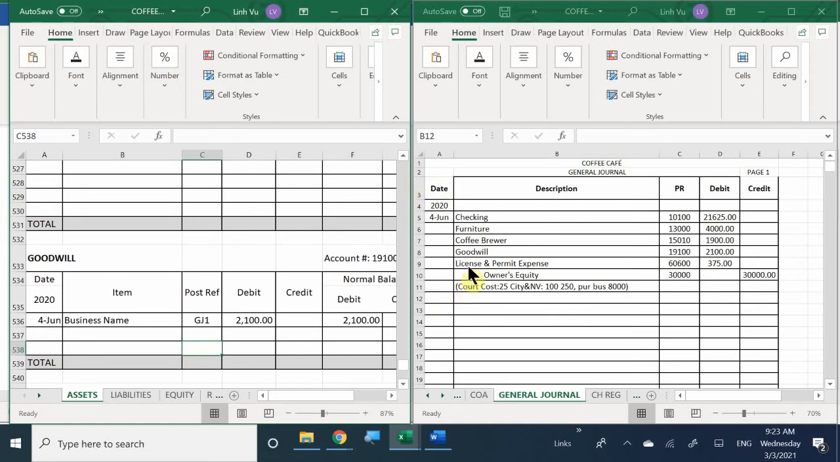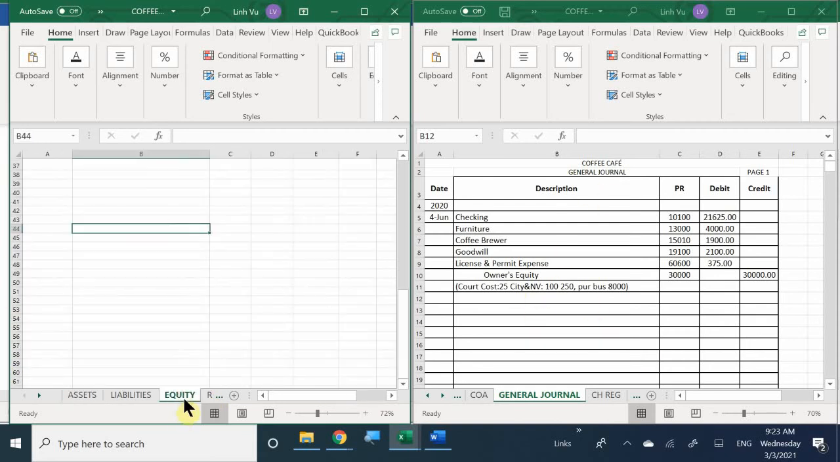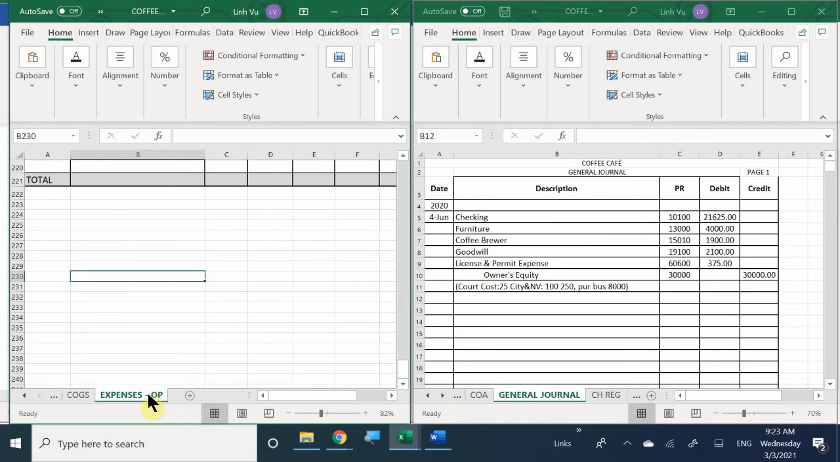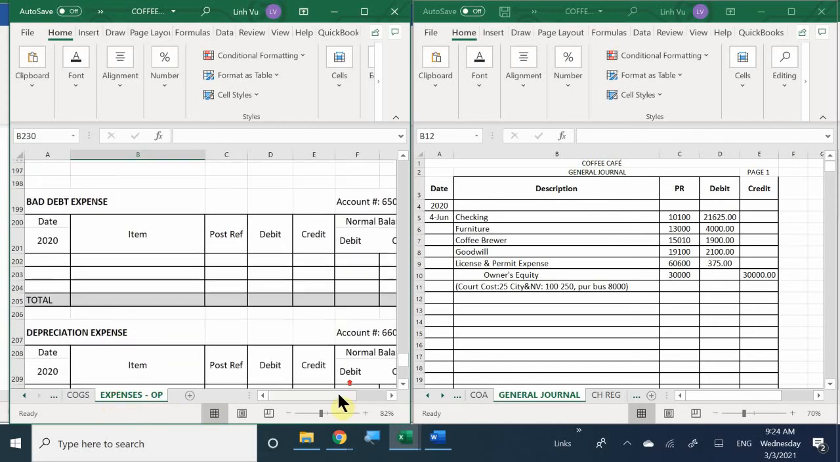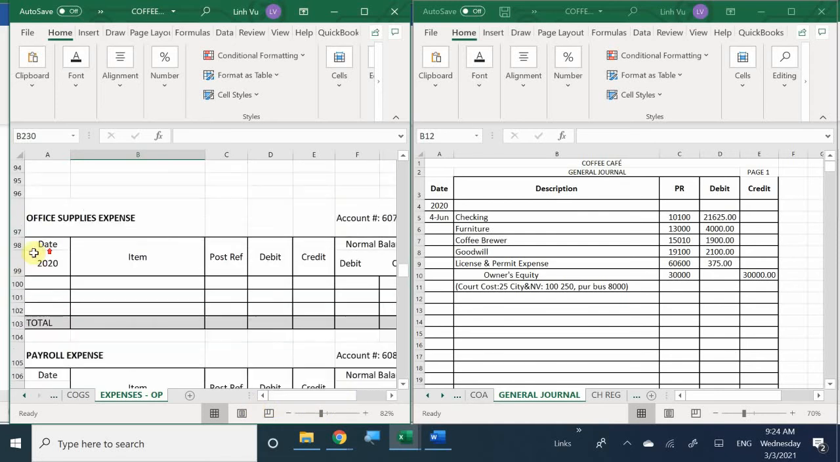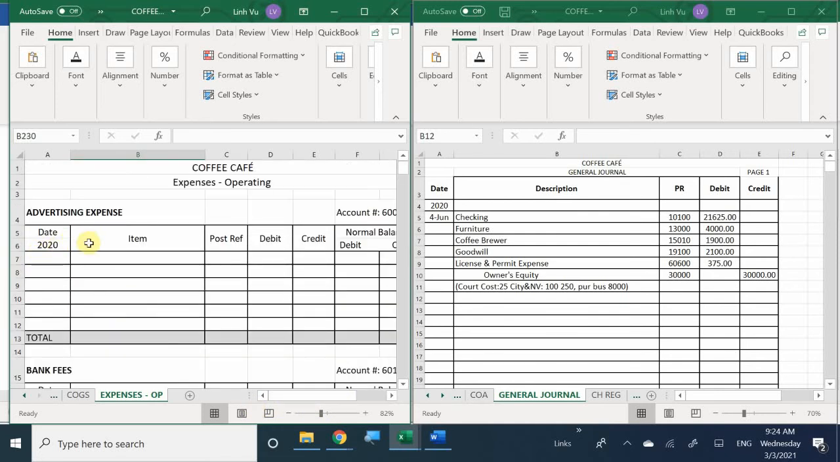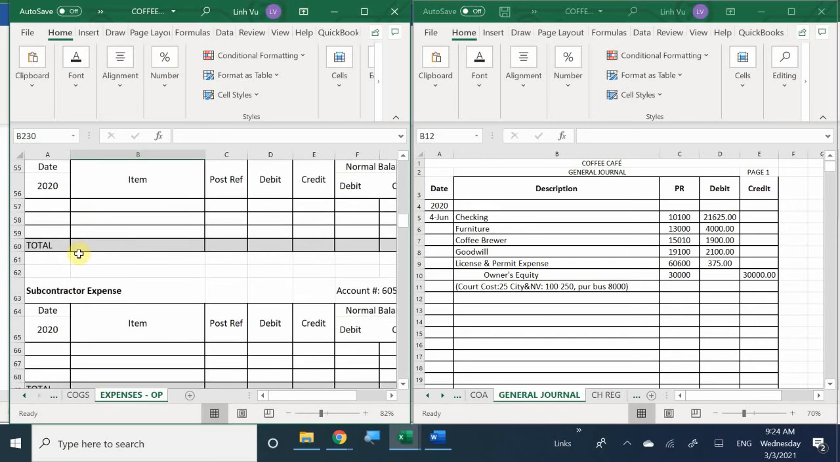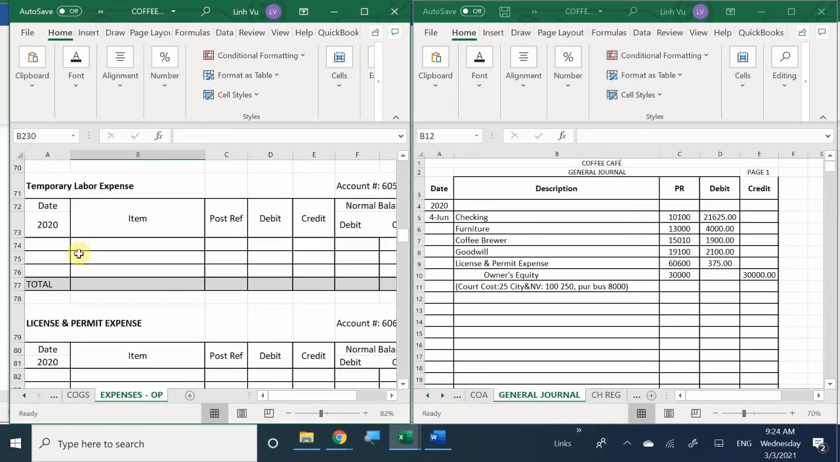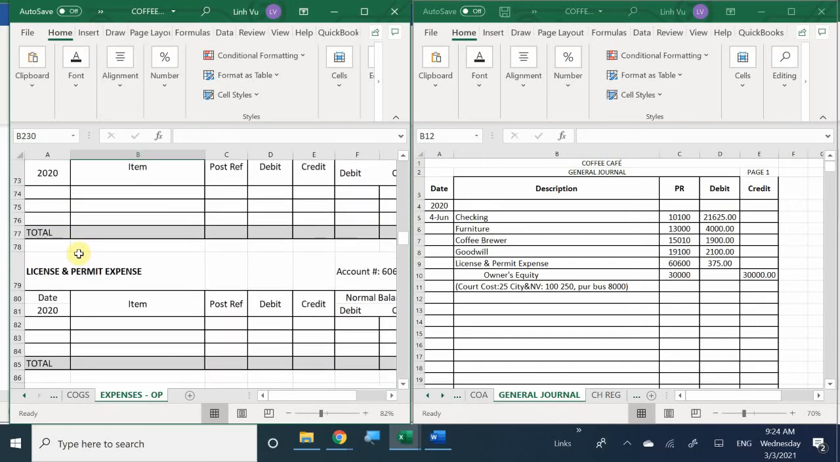Now my next one is going to be license and permit expense. Where would I be able to find that? Where would I be able to find this account? Expenses. Expenses, good. So I'm going to scroll through my worksheet here until I find expenses. All right. Same thing here. All expenses are going to be in alphabetical order. So L is going to be in the middle. Here's labor. There's license and permit expense.